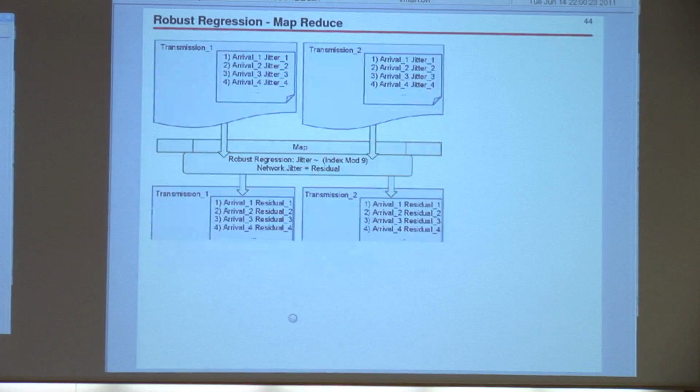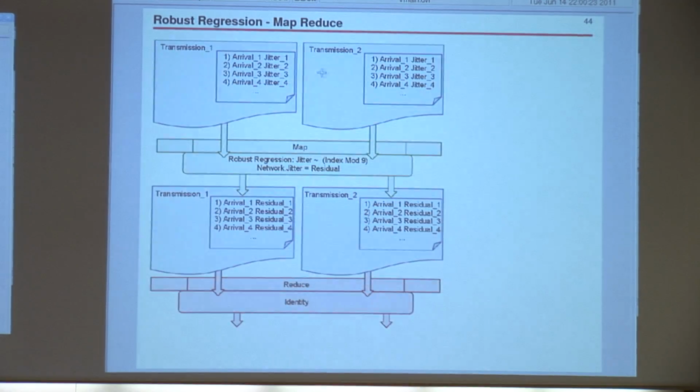But let me paint you a picture of my MapReduce. These are my keys. These are my values. They go into the map. We're going to do a robust regression, regressing jitter on basically index mod 9, and that's going to describe every 9th location. The network jitter is the residual of this robust regression. These arrival times and residuals are going to be pushed out of the maps as key values, and the reduce will be identity again. So we do nothing in the reduce.